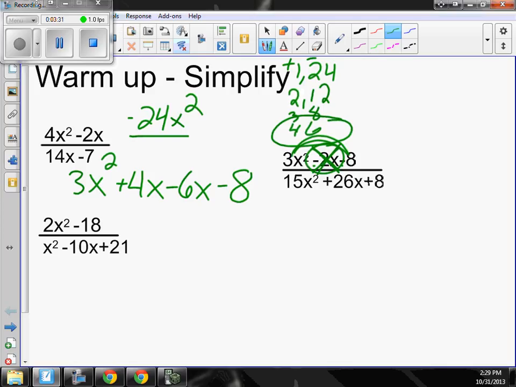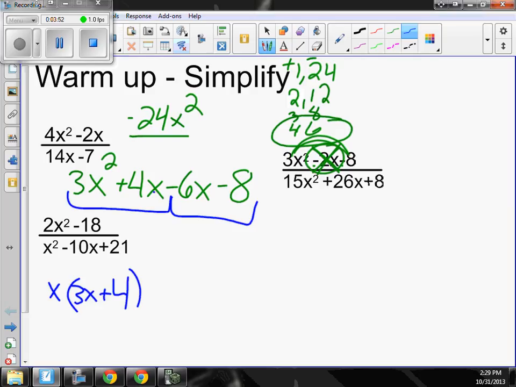Did that help? A little bit? We'll do another one in a second. So group these. What can I pull out of the first group? x. And then I have the 3x left over. If I take this x out, I'm left with a 4. Okay. In the second group, what can I take out? A negative and a 2. So minus 2, and then I'm left with 3x plus 4.